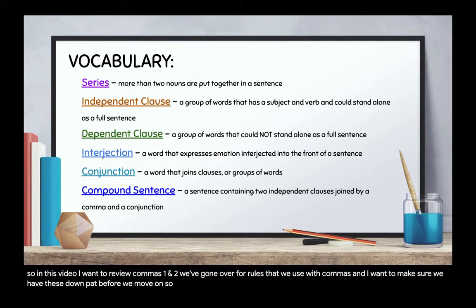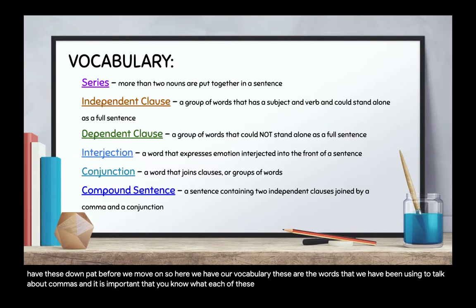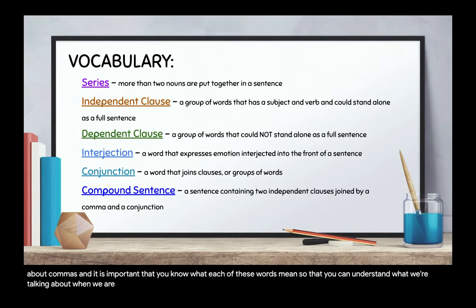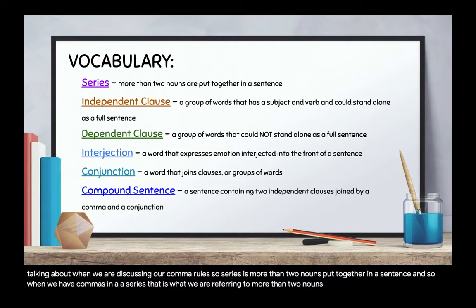So here we have our vocabulary. These are the words that we have been using to talk about commas, and it is important that you know what each of these words mean so that you can understand what we're talking about when we are discussing our comma rules. So, series is more than two nouns put together in a sentence. And so, when we have commas in a series, that is what we are referring to. More than two nouns put together in the same sentence.